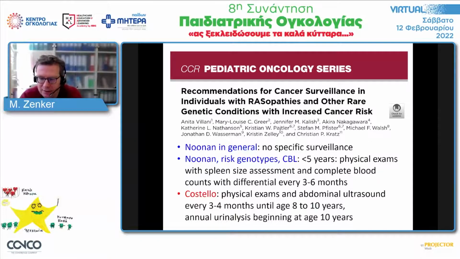And from this, surveillance guidelines have been proposed. And for Noonan in general, because the tumor risks are about 1% in absolute numbers, no specific surveillance is warranted, except for the cases that are considered as risk genotypes. Very few mutations are associated with increased JMML risk, and Sybil gene mutations are included in this. There is a recommendation for physical exams and blood counts until the age of 5 years, every 3 to 6 months. And Costello has its own tumor surveillance recommendations.